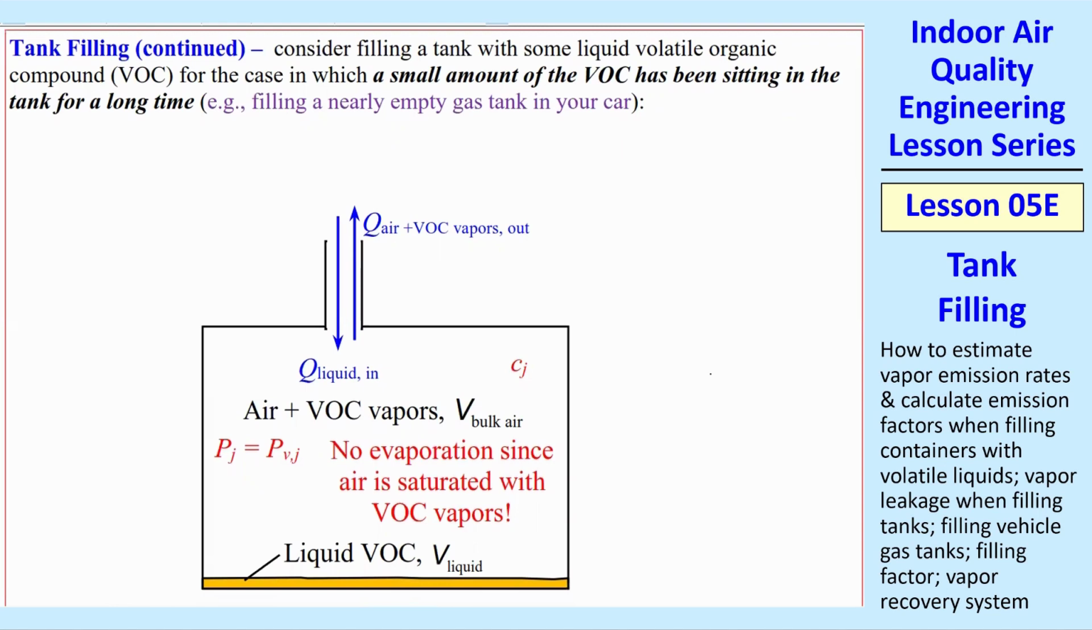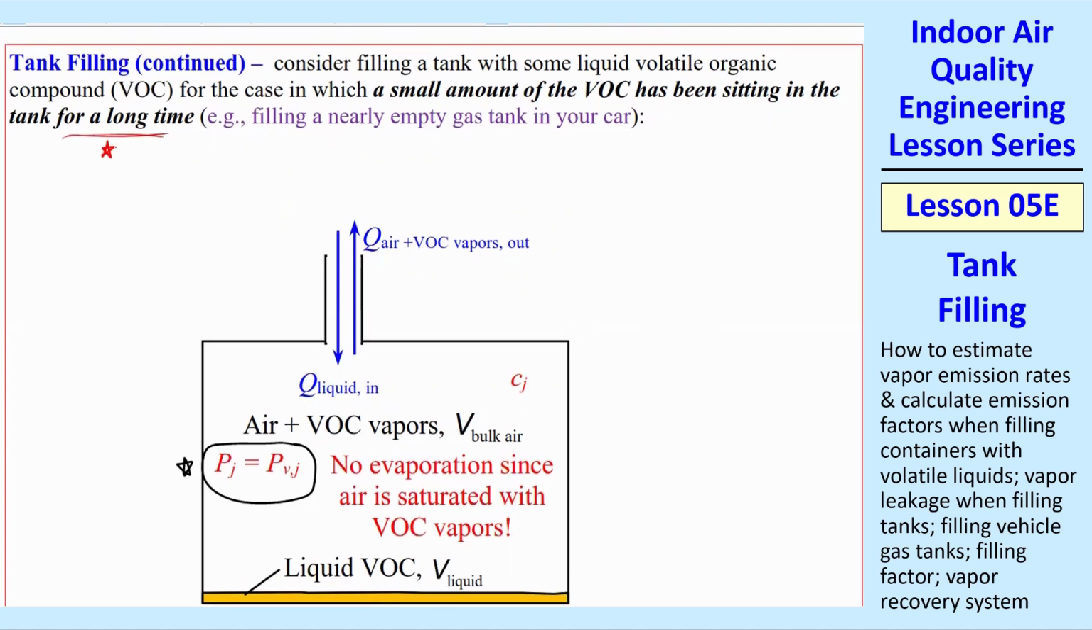Well, as we learned before, when it has been sitting there for a long time, P_J is equal to P_VJ, the vapor pressure. Once it reaches that, there's no more evaporation since the air is saturated with the VOC vapors. So if you're doing a homework problem or a quiz question and you see the words "for a long time," that's your key to know that this has been sitting around long enough for P_J to equal P_VJ.